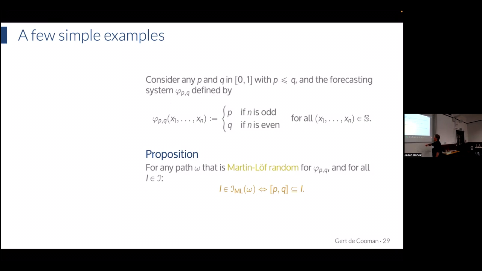I have a path like this, and I'm now looking at all the constant stationary forecasts that make this path random. And you can prove that a stationary forecast makes this path random if and only if it includes the interval p.